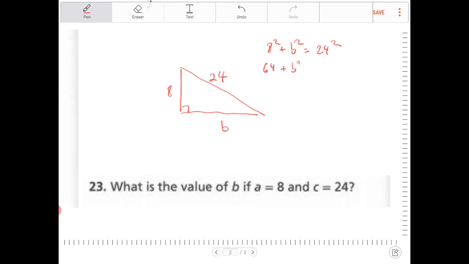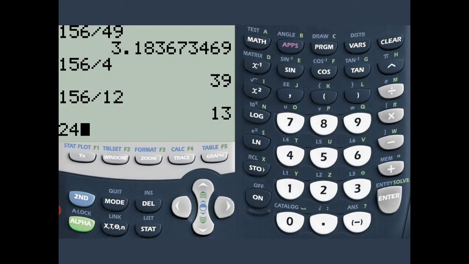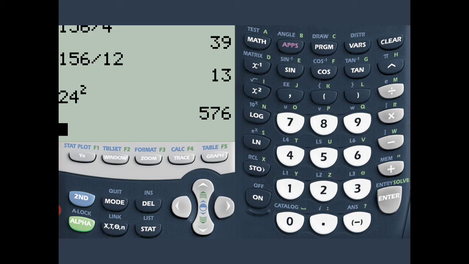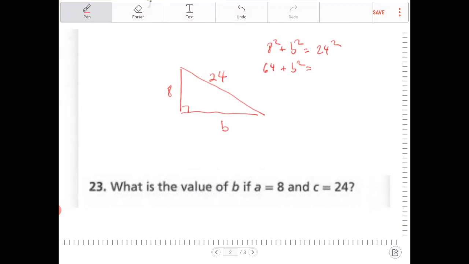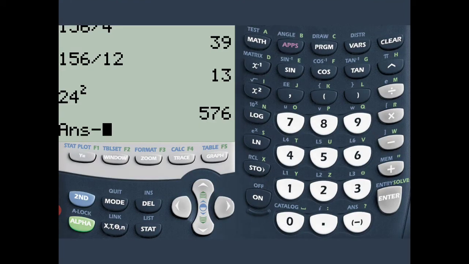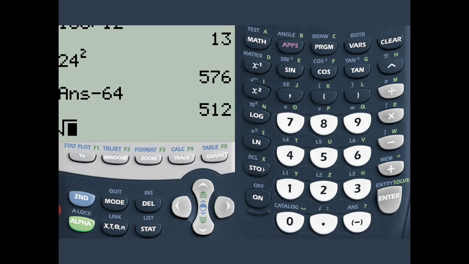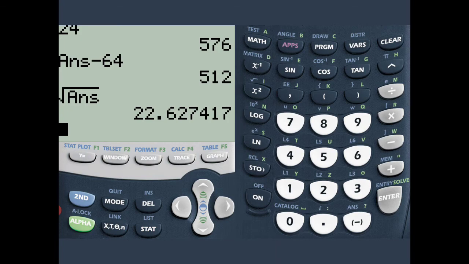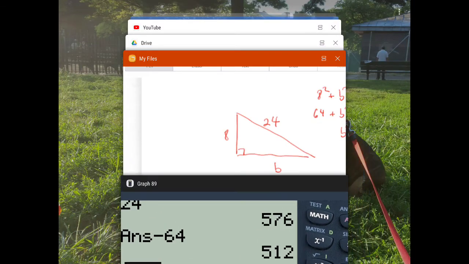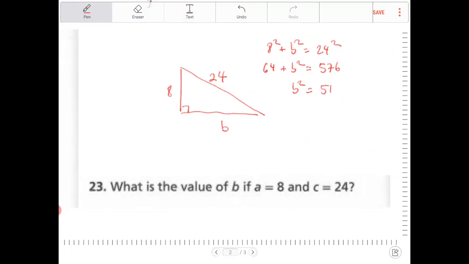64 plus b squared is equal to, I don't know what 24 squared is, so let's just punch that into the calculator. 24 squared is equal to 576. B squared is equal to, I want to take 576 minus 64. That's 512, and I'm going to take the square root of both sides. So B is equal to the square root of 512.